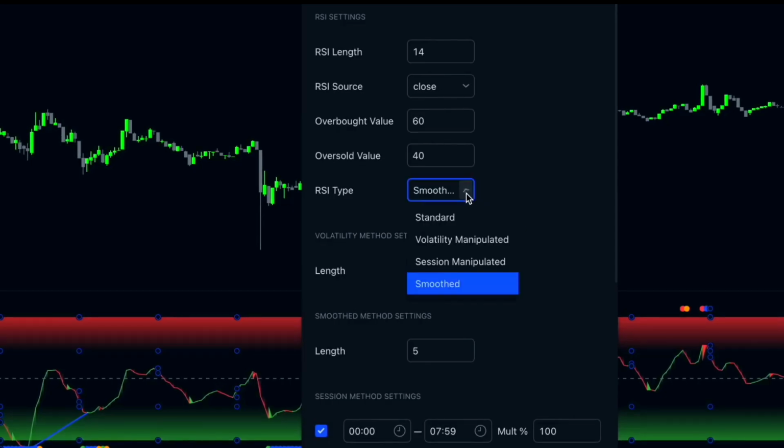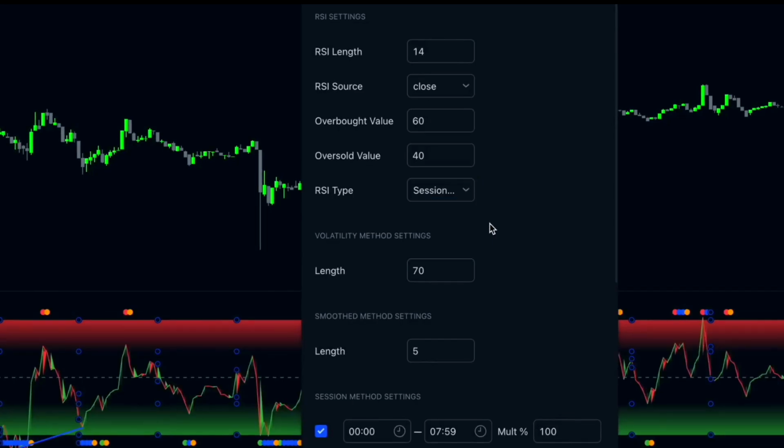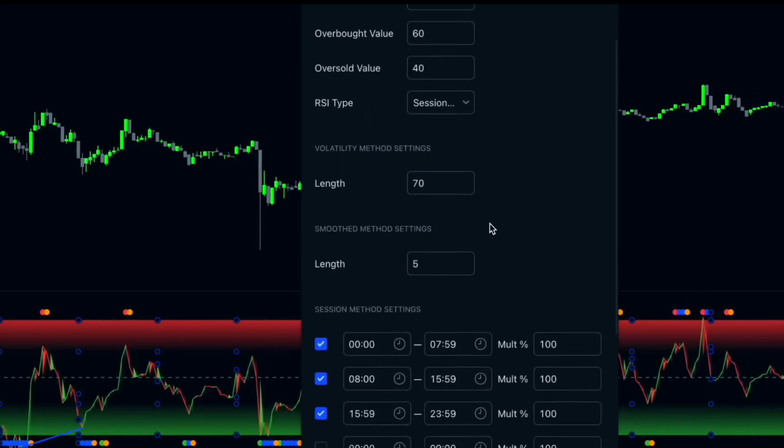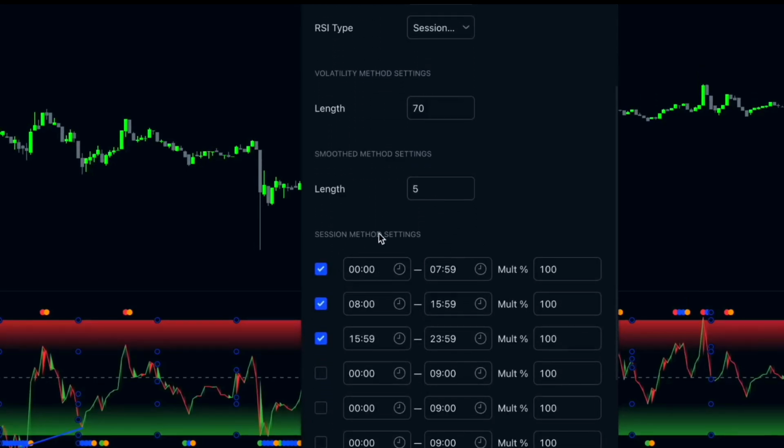Session-weighted RSI method. This innovative option allows you to apply multipliers to different trading sessions, enabling dynamic adaptation of the RSI to varying market conditions. For this strategy, I recommend the session-weighted method.